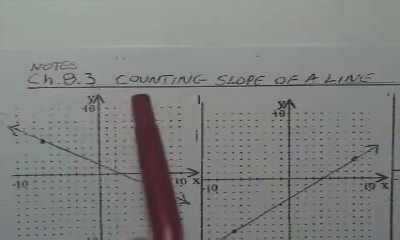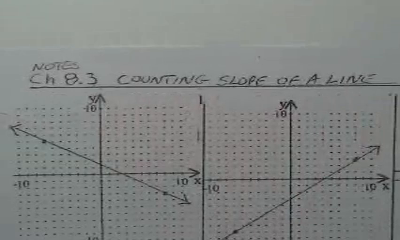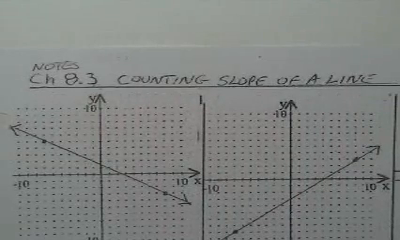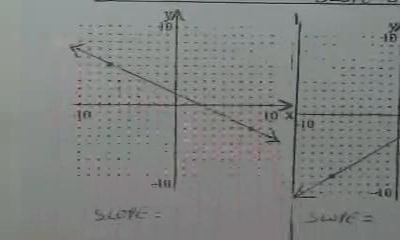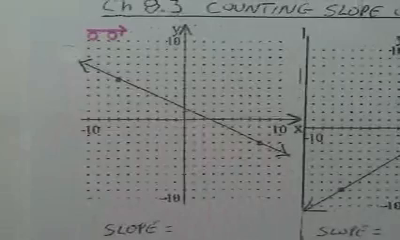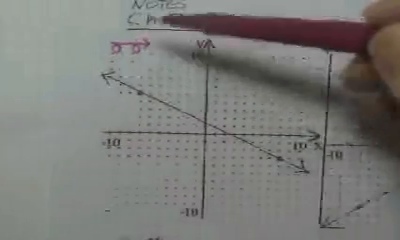On chapter 8.3, we're going to be counting the slope of a line. Now, when we say slope, we're talking about how steep is the line. How steep is it? Now, in the upper left-hand corner, I'd like you to make this little drawing.